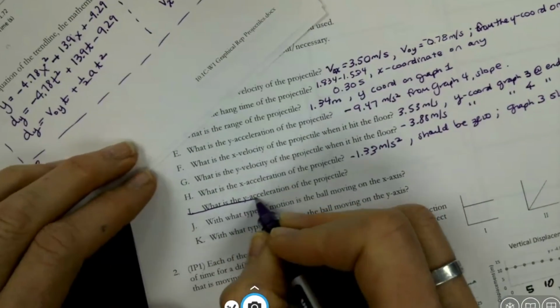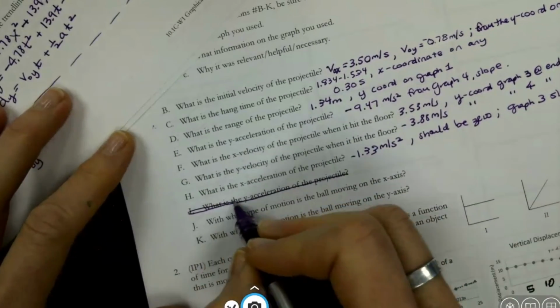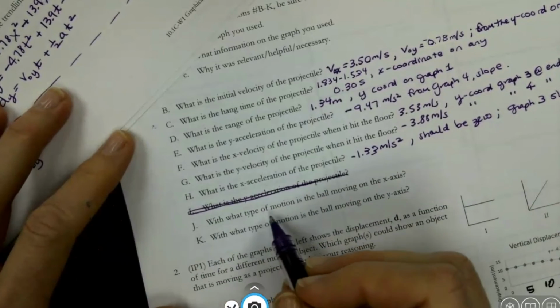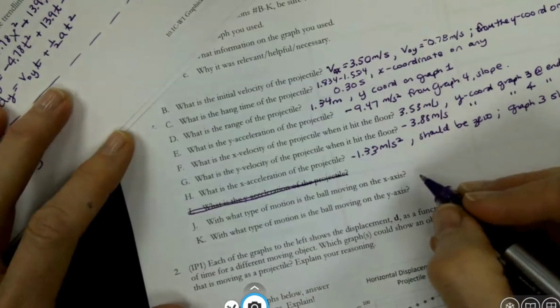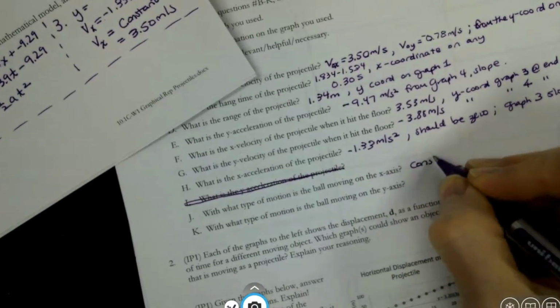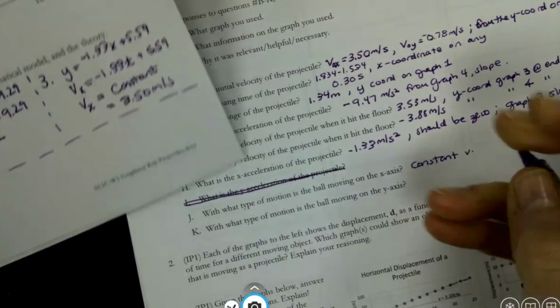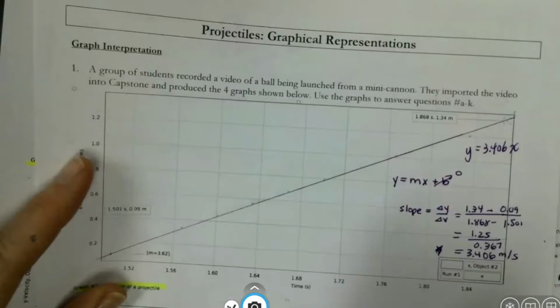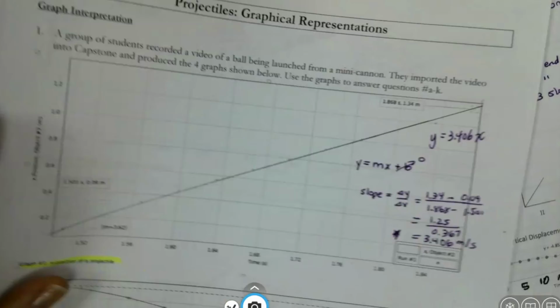This is a repeat of E, so we don't need that again. With what type of motion is the ball moving on the x-axis? Well, if you look at this, it's pretty much constant speed. You can see it there, or you can see it here. See, this is a nice straight line.